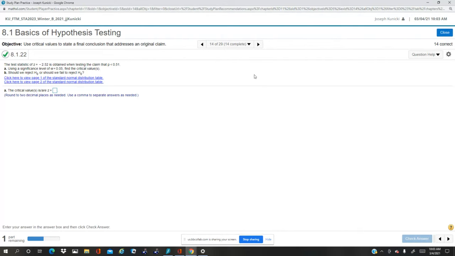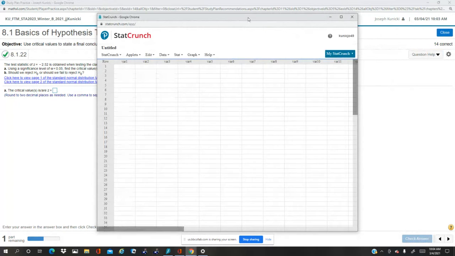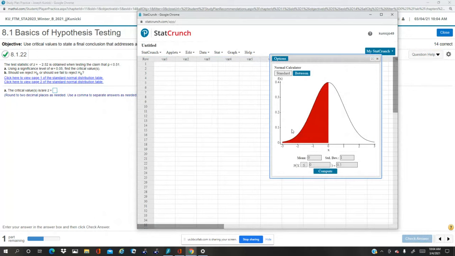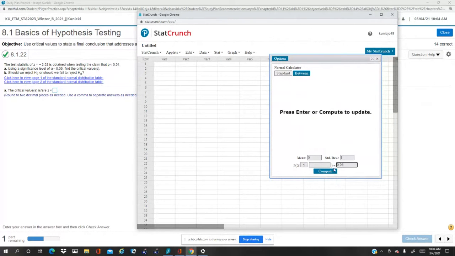So the critical values are the area to the left, the alpha level. Since it's a one tail test, we're putting 5% in the left tail. So we got to go to StatCrunch and open up the normal calculator. Calculator, normal. And I want to put 5% in the left tail. Since it's left tail, it's less than, and I put 5%, and I want to know the number. So it's minus 1.645, two decimal places, so minus 1.64.